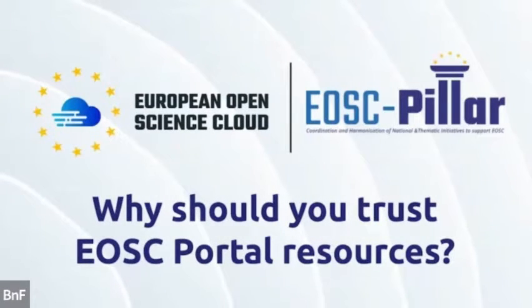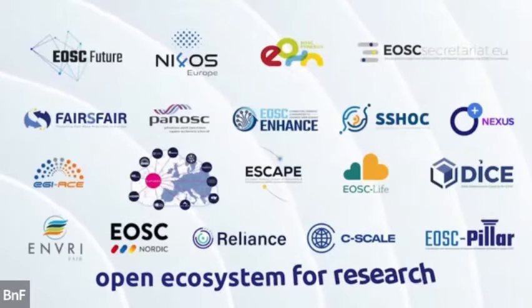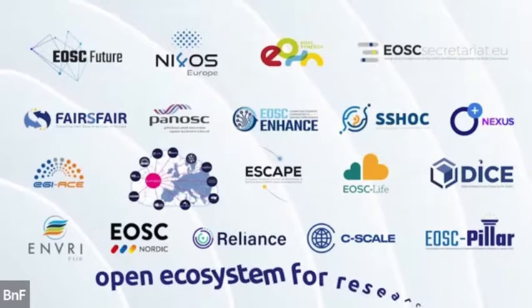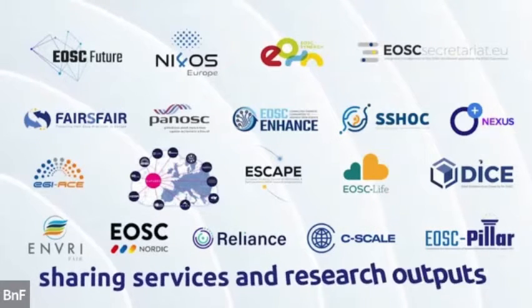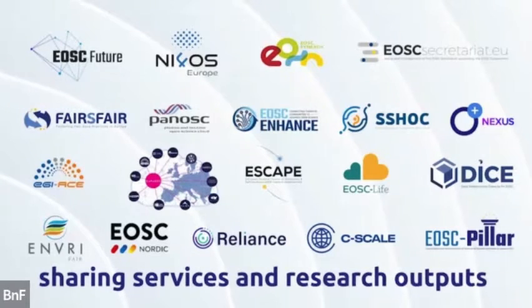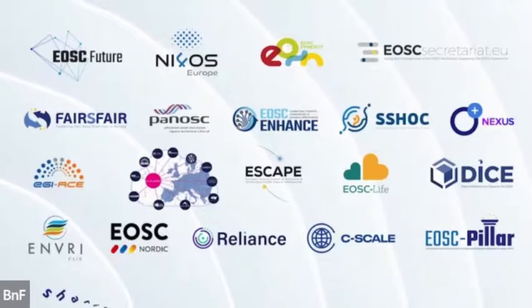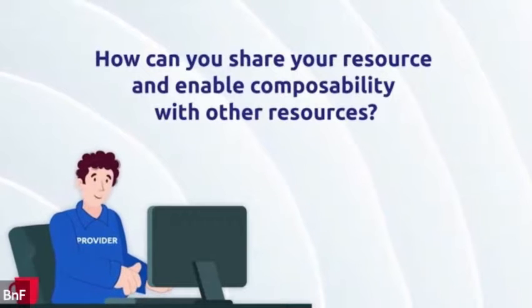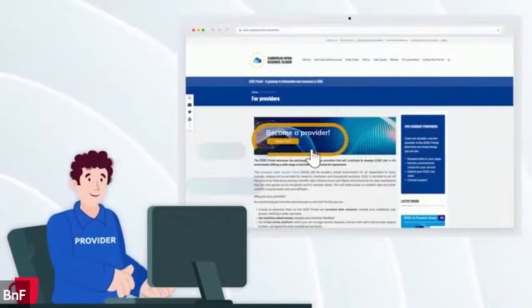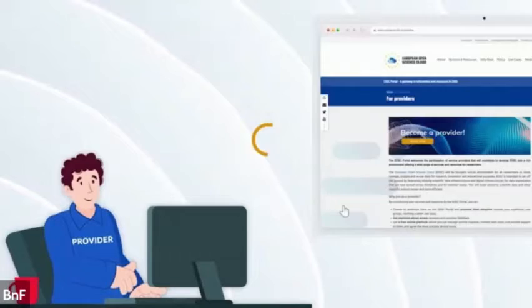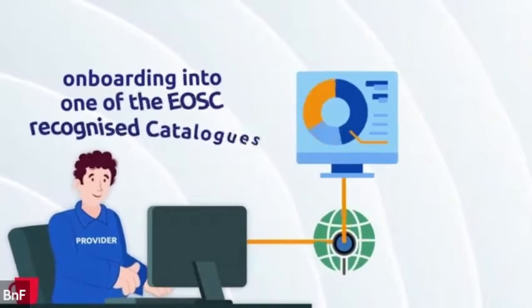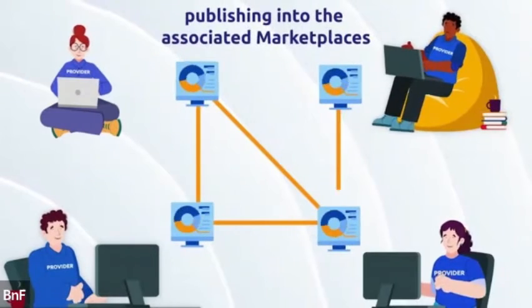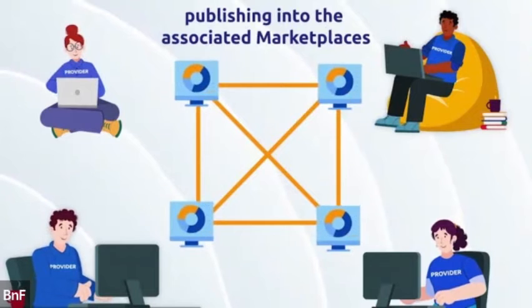EOSC is being implemented as an open, reliable ecosystem for research, which allows sharing of services and research outputs across different user communities, so as to increase their visibility and their composition with other resources. How can you share your resources and enable composability with other resources? By making them available through the onboarding into one of the EOSC portal recognized catalogs, and by publishing into the associated marketplaces, which interoperate in the EOSC ecosystem.